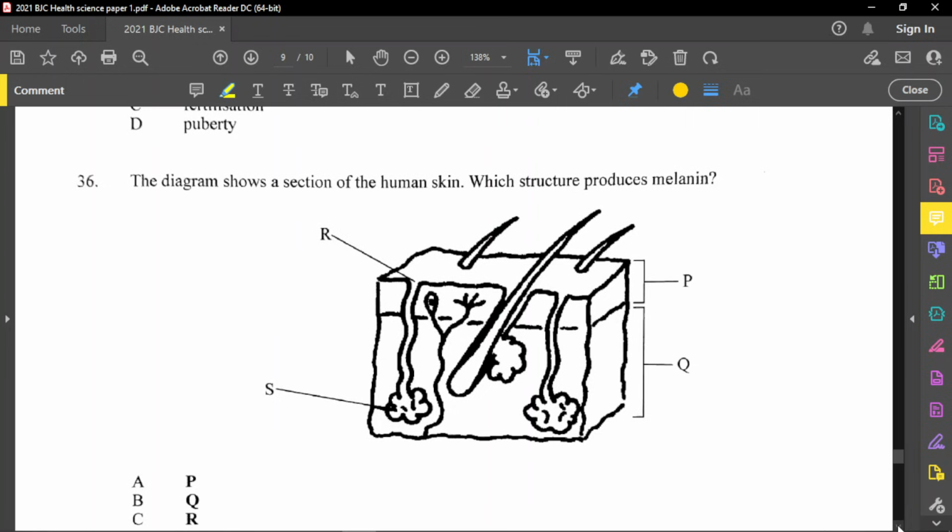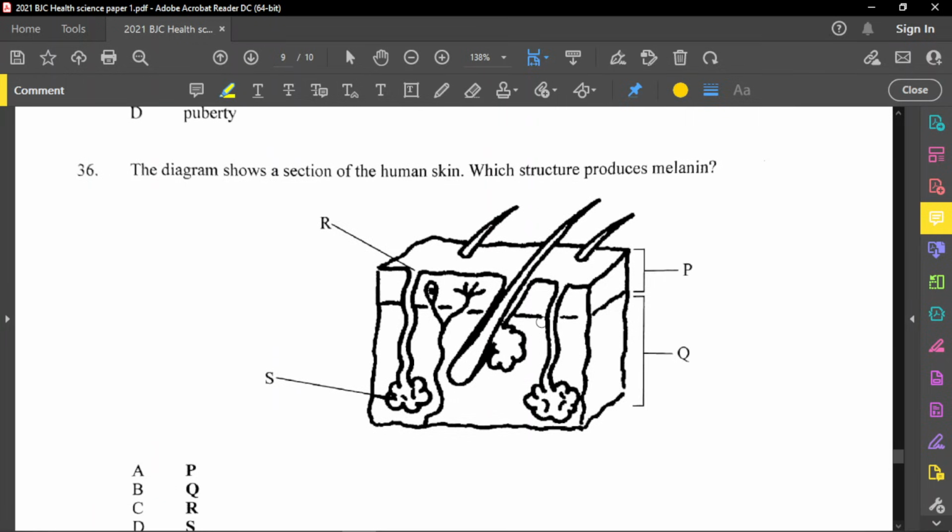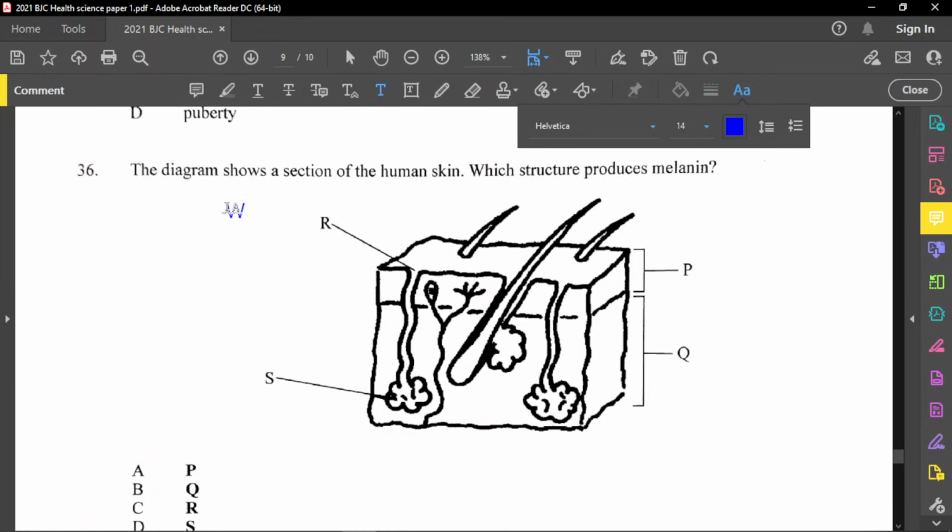36 is a diagram that shows a section of the human skin. Which part produces melanin? And just to point out these parts, right here we have our sweat pore. And this here is what they call our sweat gland. This gland right here is called the sebaceous gland or the oil gland. The one that attaches to the shaft or root of the hair is called the sebaceous gland or the oil gland.